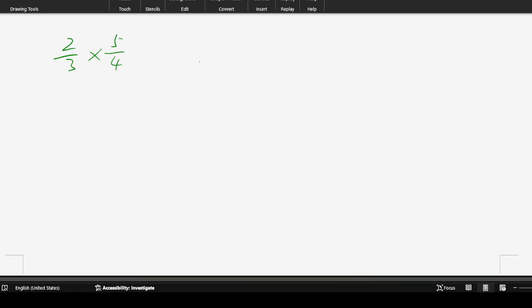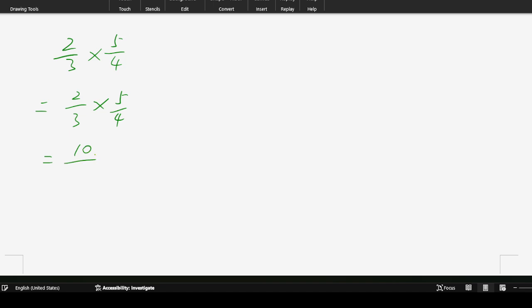Okay, this question is very easy. I find many people do this question by doing 2/3 times 5/4. How do they do that? They do 2 times 5 is 10, 3 times 4 is 12. So then they find the common factor, which is 2, giving 5/6.